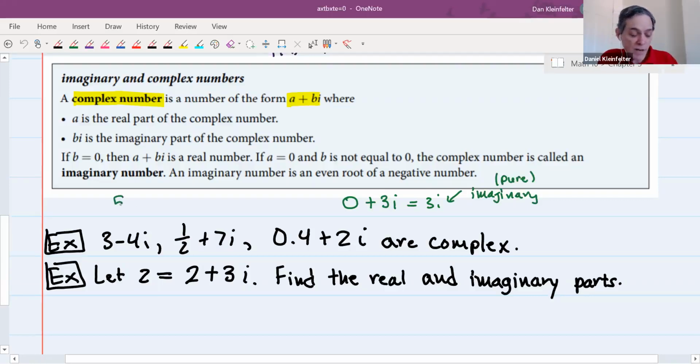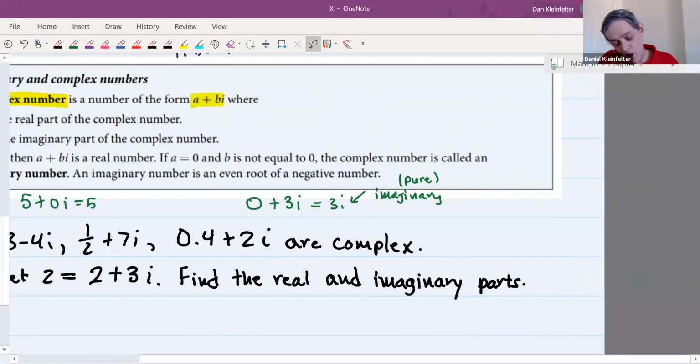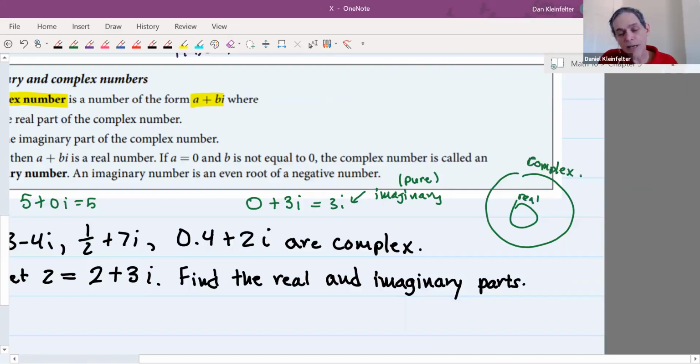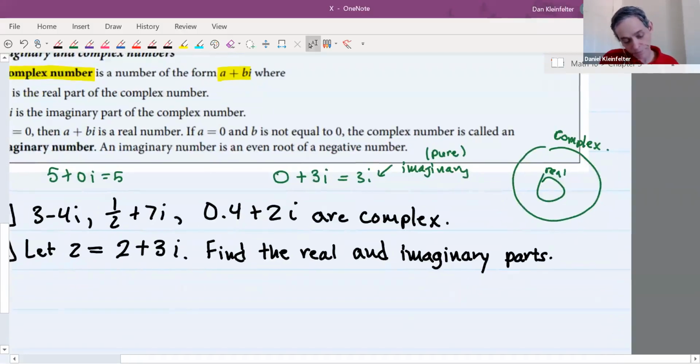If you have the number 5 plus 0i, which is just 5, then you could think about the fact that all real numbers are actually a subset of all the complex numbers. All the numbers you've been working with all your life up to this point have all been actually complex numbers. They just had 0 for the i part, plus 0i.